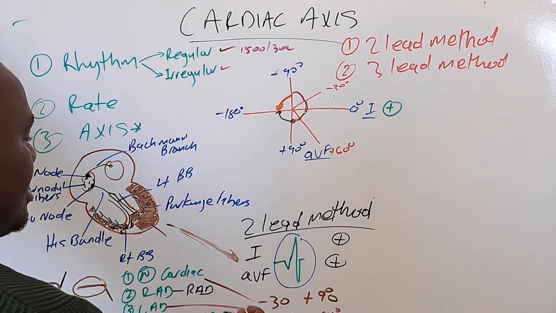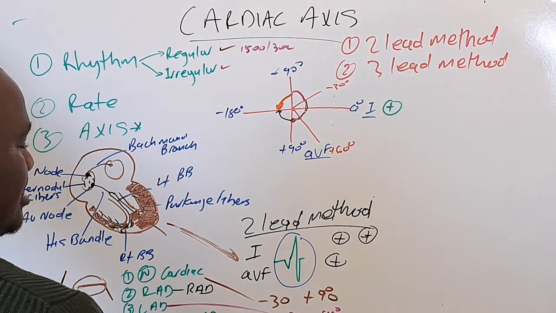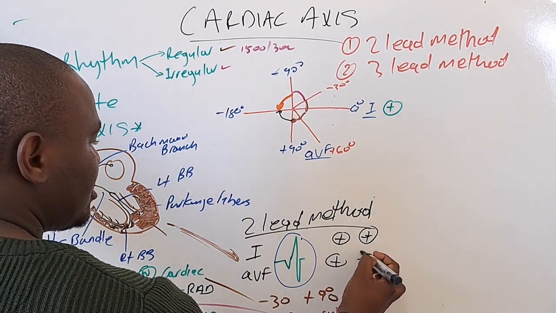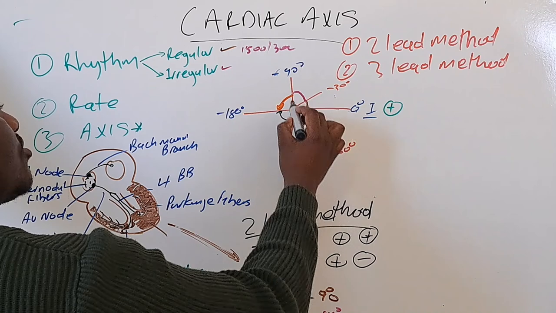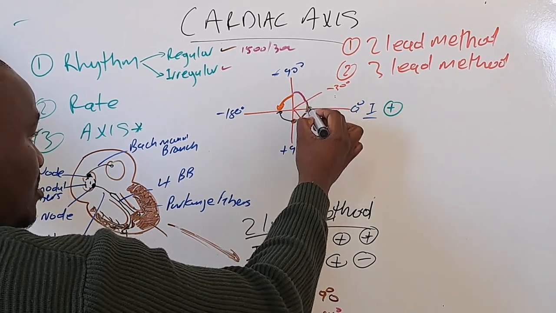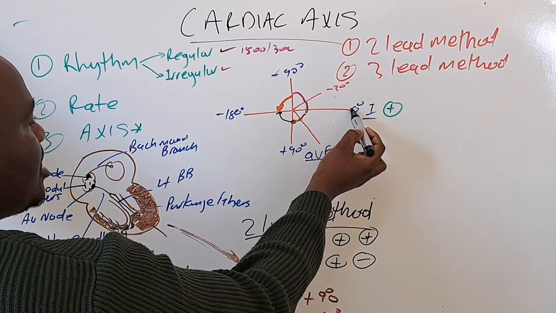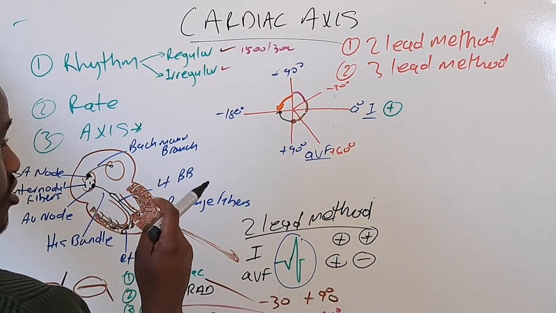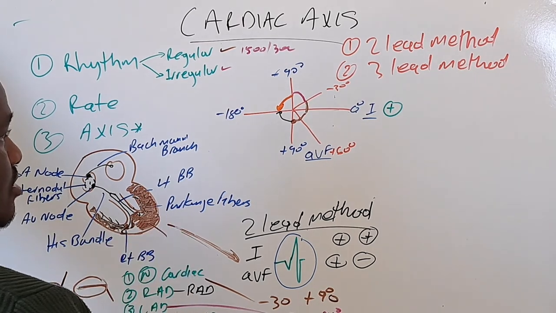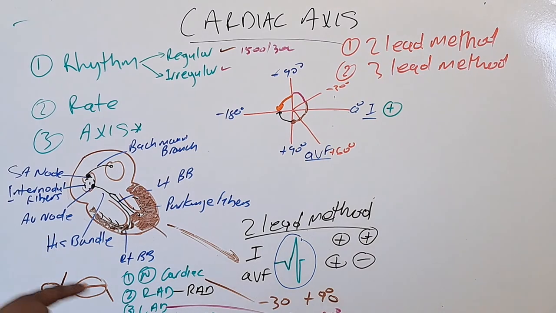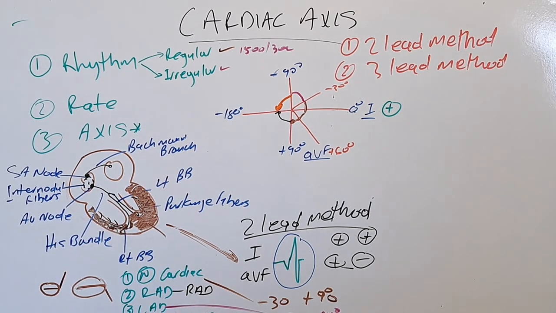Take another example. Let's say lead one is positive again, but AVF, the QRS deflection is negative. So if it's positive for lead one and negative for AVF, you are dealing with this quadrant. Now, remember in this quadrant, if it's between 0 degrees and minus 30, it's still normal. But once it gets beyond minus 30 to minus 90, then you can say it's a left axis deviation. So for this particular combination, you're going to need another method to figure out exactly whether it is below the minus 30 or above the minus 30, right?